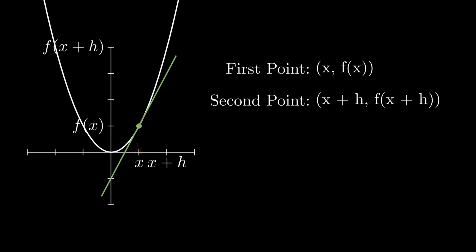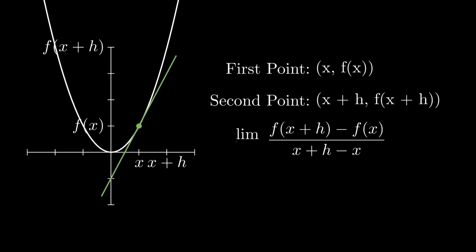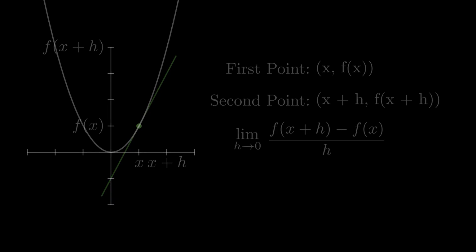If you think in terms of change in y over change in x, we can write that as f of x plus h minus f of x all over x plus h minus x. But we need to remember to say limit as h approaches 0 because we're sliding that second point with a distance h away closer and closer to the first point until that distance is 0. Also, we can cancel that x in the denominator. So, that's the definition of a derivative.